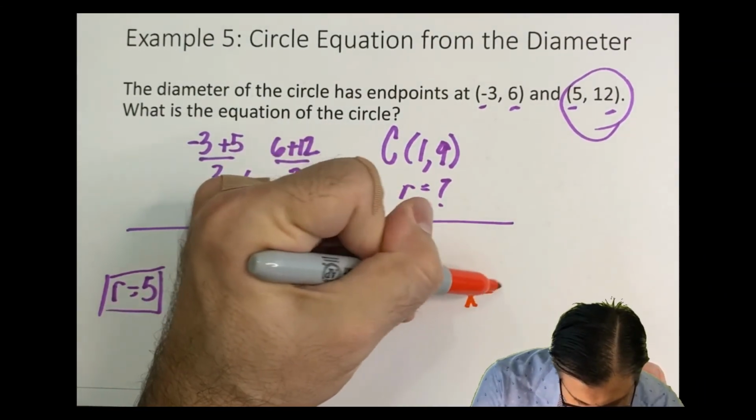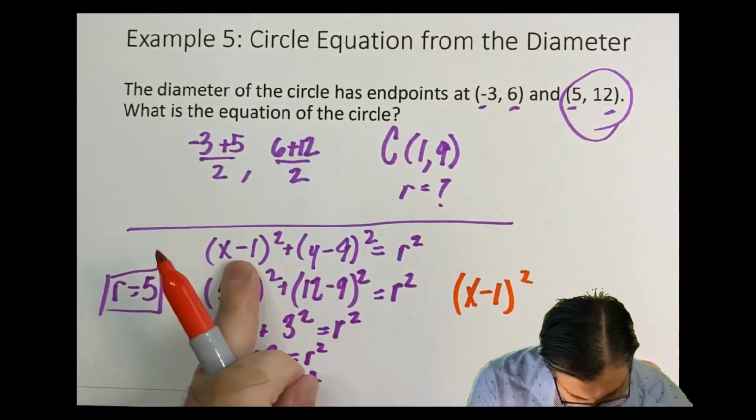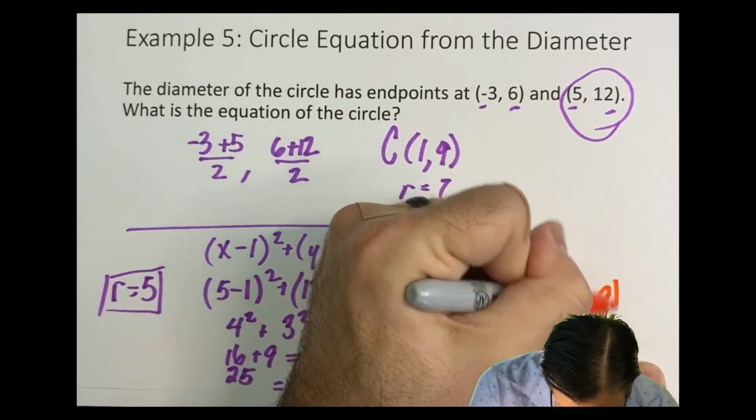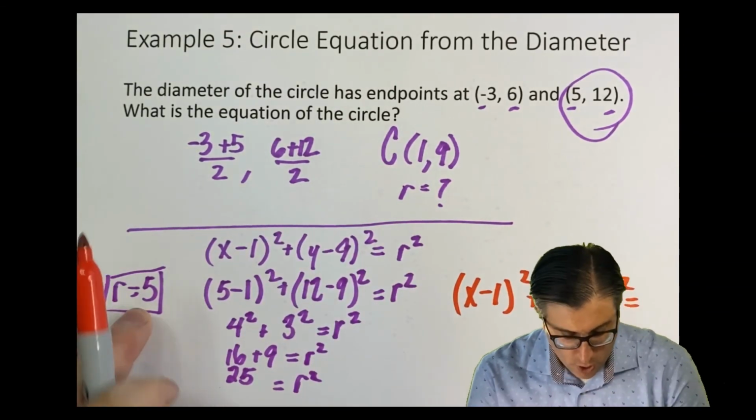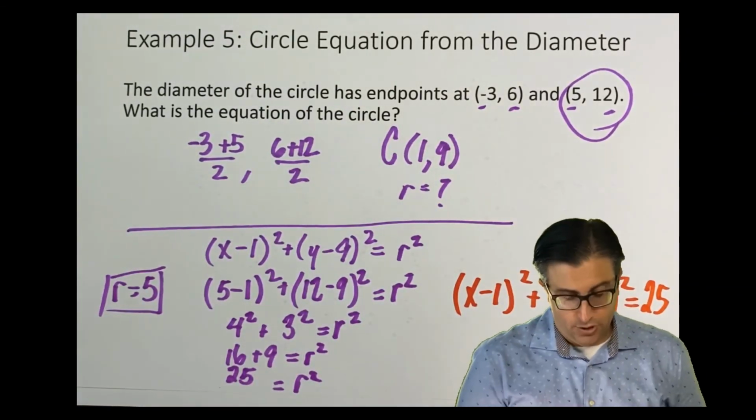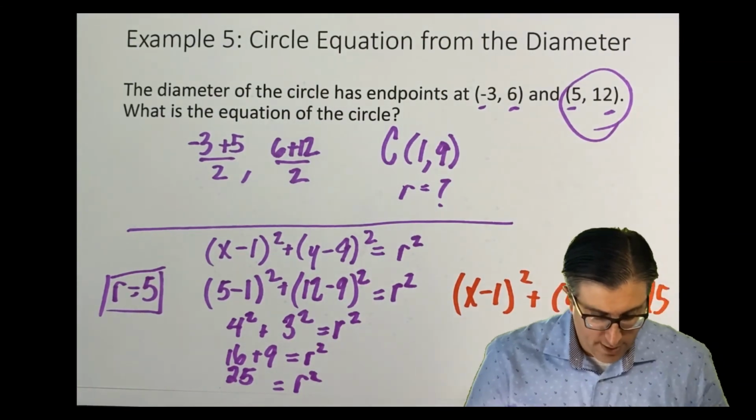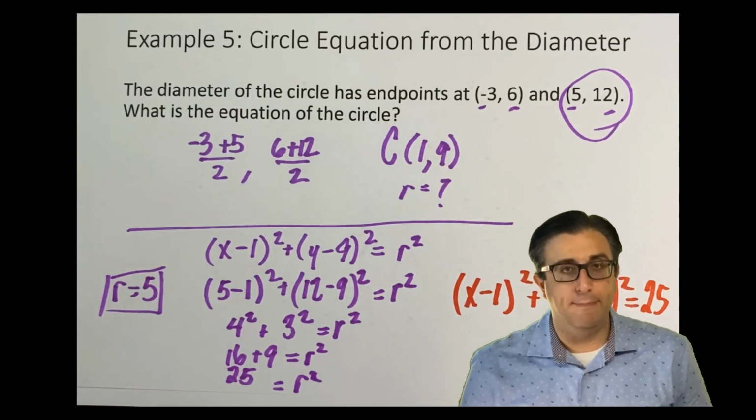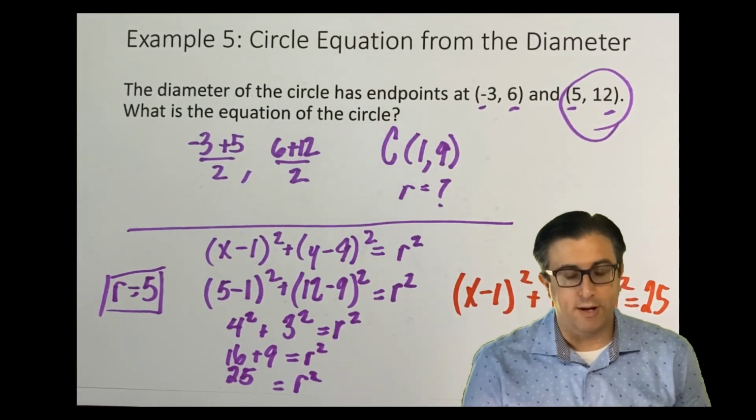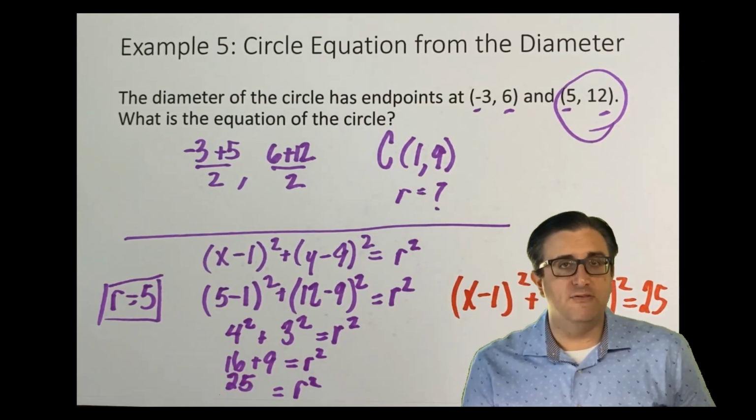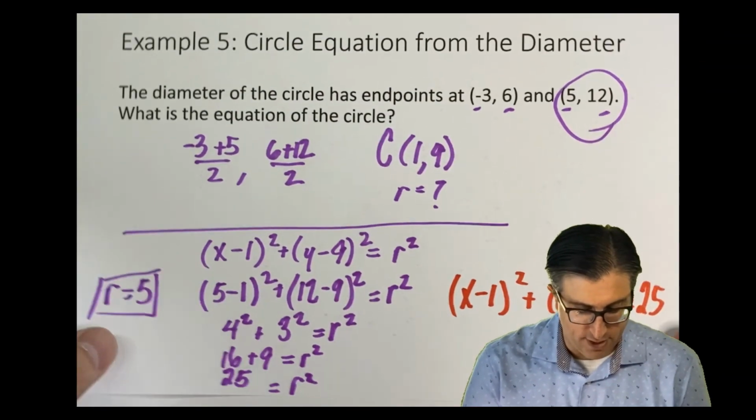The equation is (x - 1) squared plus (y - 9) squared equals r squared. Well, r squared is 25. So there's the equation of that circle. The center is at (1, 9), which we calculated by finding the midpoint between those two endpoints. And the radius is 5, in the formula 25, using the points they gave us.